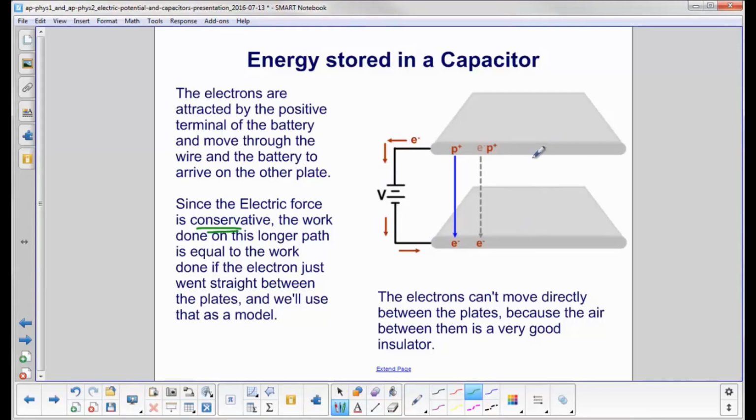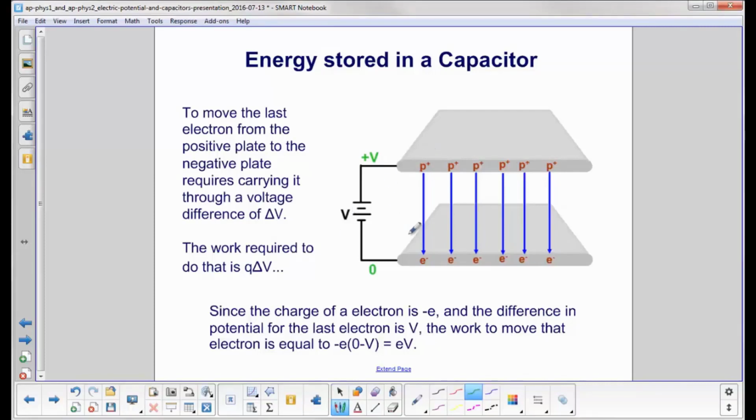And remember, the electrons can't move directly between the plates. You have all this air here that's insulating it and not letting the electrons go, so we have this wire connected to a battery, to another wire, to the other plate to let the electrons flow. To move that last electron, and we'll call this one the last electron, because as they came down here, they pushed the other electrons out all over the plate. That requires carrying it through a voltage difference of delta V. The capacitor is fully charged, so you have plus V, 0 V, so the delta V is just delta V.